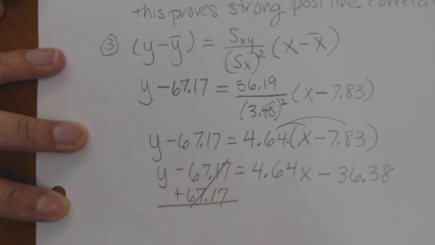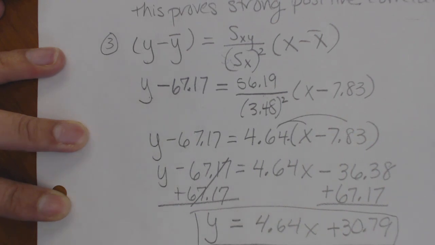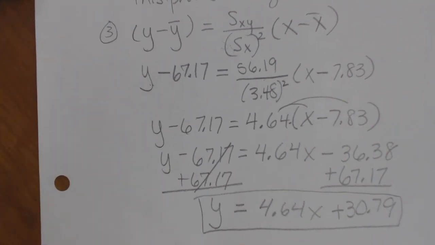We have to undo this minus by doing our inverse operations, which is addition. So we're going to add 67.17. We're going to come over here to its like term because it does not have a variable next to it. We're going to bring down the y. We are going to bring down the equal sign. 4.64x, and this is going to be plus 30.79. This is your equation for your regression line. That is how to do it by hand.